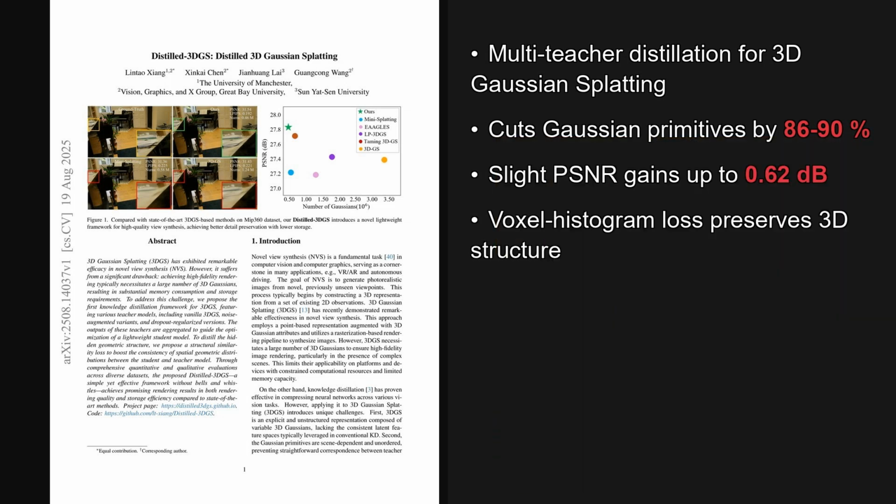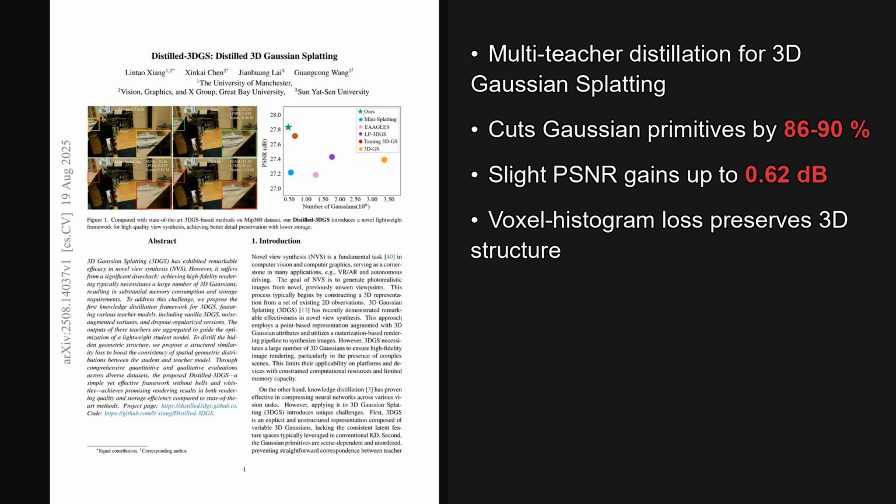I'm Alex. Today we're looking at a paper trending on X, published on August 19, 2025, which was just 2 days ago. The big idea is a knowledge distillation pipeline that keeps the visual quality of 3D Gaussian splatting while slashing the number of Gaussian primitives by around 86 to almost 90%, and even nudging peak signal-to-noise ratio higher by up to about 0.62 decibels.